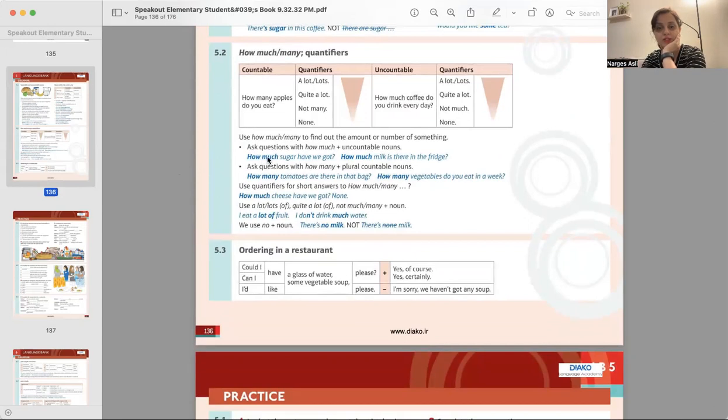Ask questions with how much plus uncountable nouns. پس همون how much برای uncountable noun ها میاد. مثلا how much sugar have we got? چقدر شوگر داریم؟ How much milk is there in the fridge? چقدر میلک داریم، چقدر شیر داریم. Ask questions with how many plus plural countable nouns.